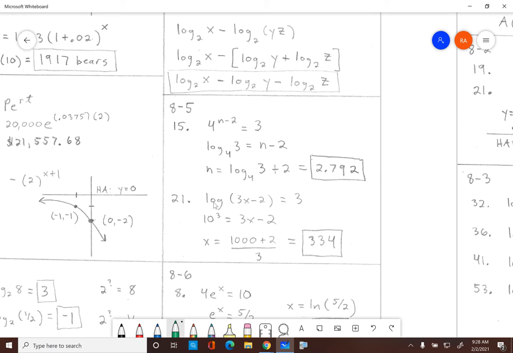So this one here, I have my variable trapped inside a log, so I'm going to rewrite it in exponential form. Don't forget log is log base 10, so this is 10 cubed is equal to 3x minus 2. So I'm going to add 2, divide by 3. 10 cubed is 1,000, plus 2 divided by 3 is 334.